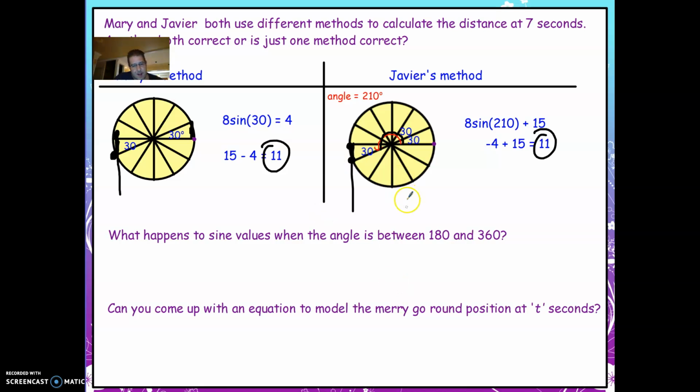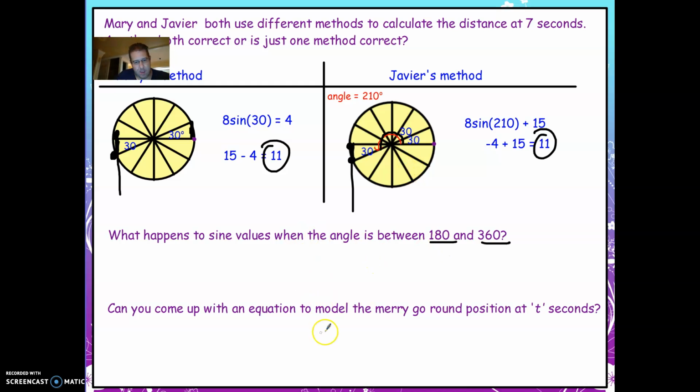What you'll notice is that anytime you're doing sine of a value that's between 180 and 360, you're always going to get a negative value, which makes sense because once you've passed 180, you're now below where you started. That's the reason why it makes sense.